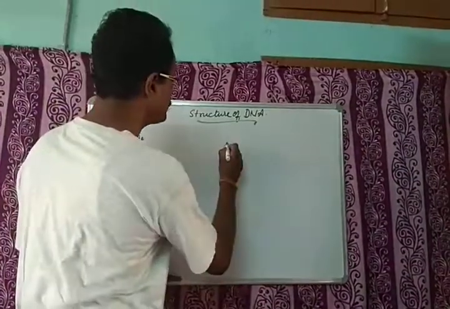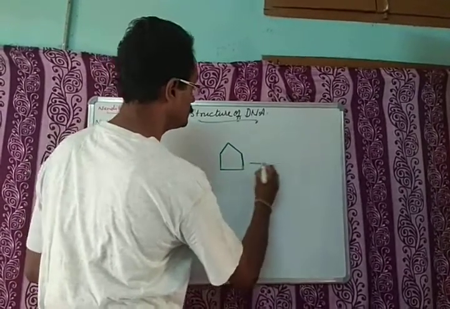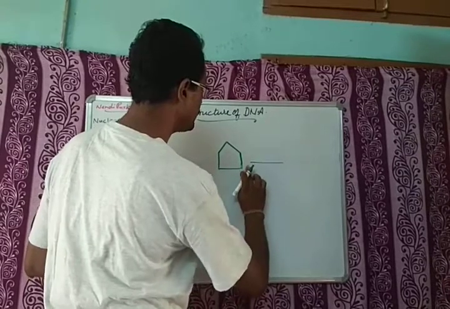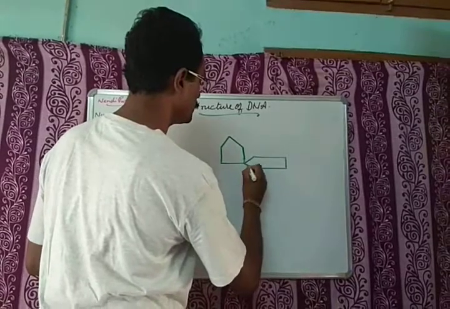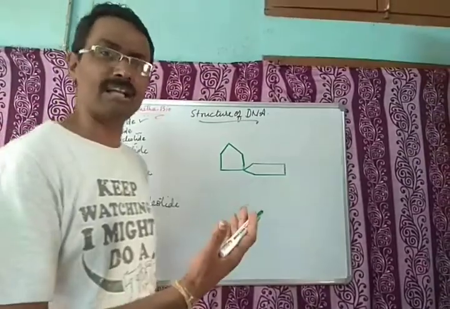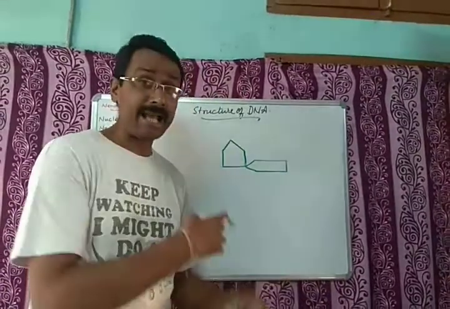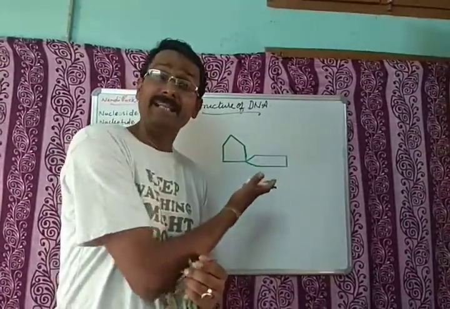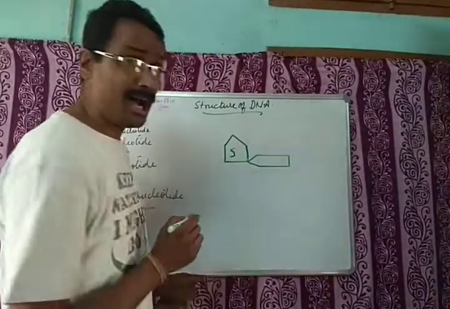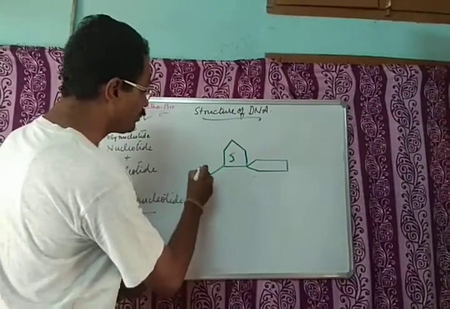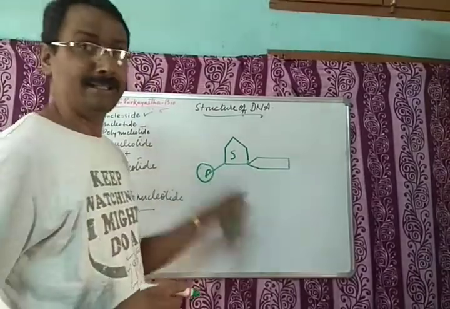Here we have done it. This is the pentose sugar. This is the nitrogenous base. As I told you, any one of the nitrogenous bases may be there in case of DNA: adenine, or guanine, or thymine, or cytosine. When it unites with the sugar, that is nucleoside, then we find phosphoric acid uniting, and it forms a nucleotide.